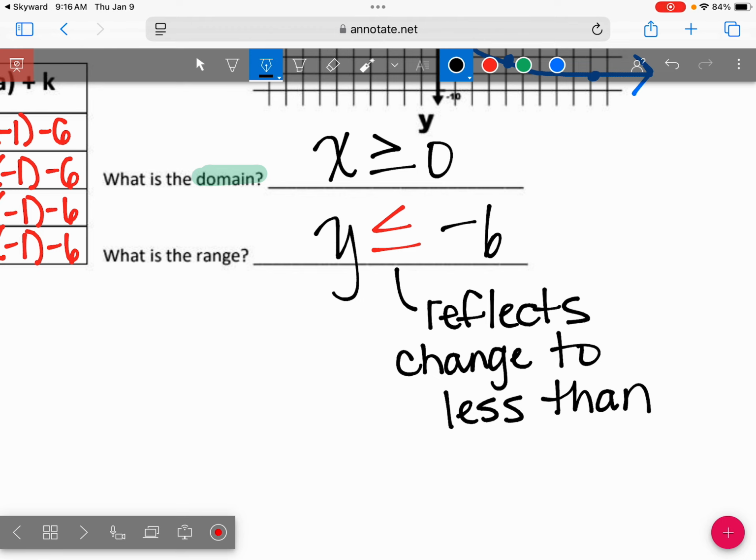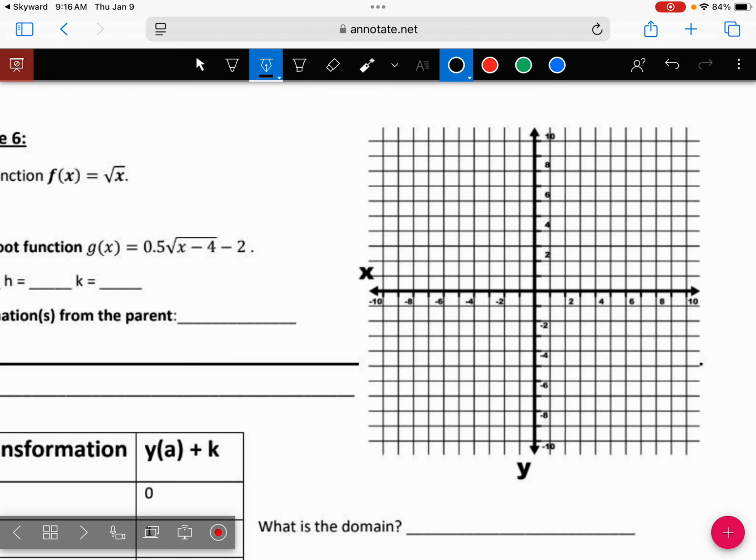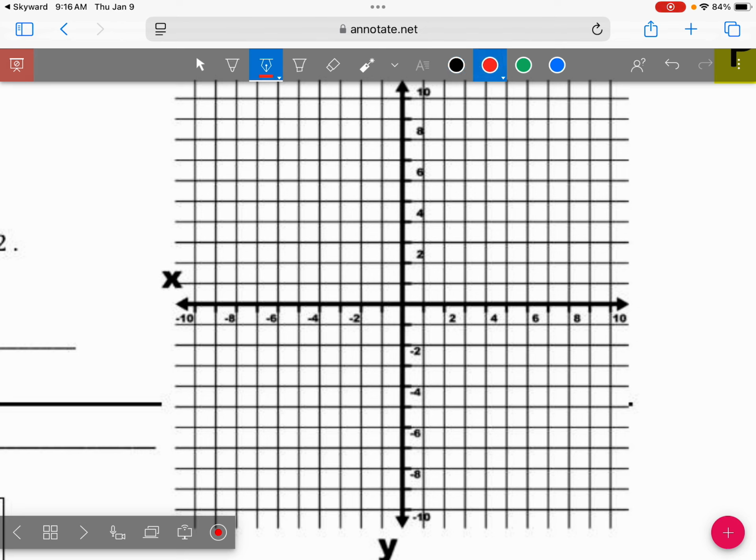Go ahead, graph that parent, 0, 0, 1, 1, 4, 2, 9, 3. Let's go. Graphing the parent should get easier and easier. It's the same 4 points, 0, 0, 1, 1, 4 up 2, 9 up 3. That's your parent. That's what we compare everything to.